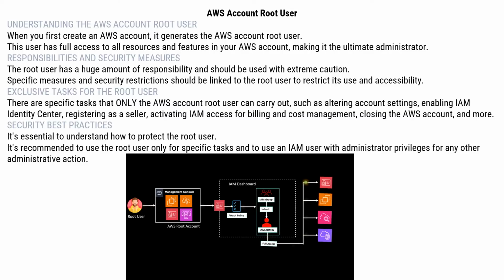There are specific tasks that only the AWS account root user can carry out, such as altering account settings, enabling IAM Identity Center, registering as a seller, activating IAM access for billing and cost management, closing the AWS account, and more. It's essential to understand how to protect the root user. It's recommended to use the root user only for specific tasks and to use an IAM user with administrative privileges for any other administrative action.